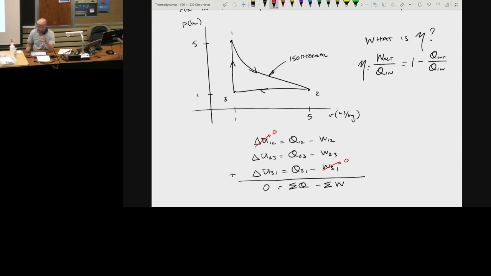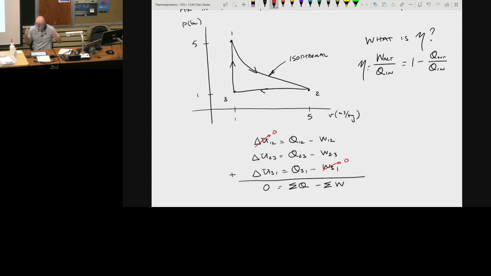That goes to 0. Now we do have some work from 1 to 2, and we're going to have some heat transfer from 1 to 2. That's a good discussion. I'm glad we had that discussion here this morning. Hopefully that will pay dividends in future homeworks and exams.